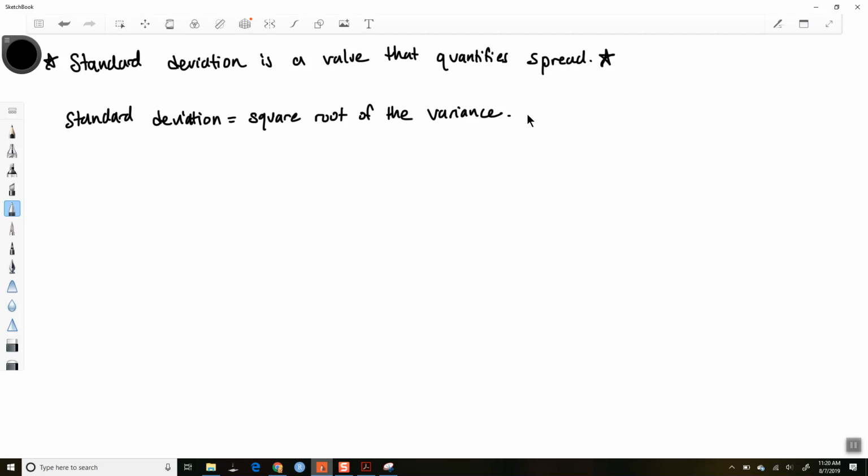Okay, and so the way the variance addresses this is we take the deviations and we square them, because when we square a number, whether it's positive or negative, it's always going to end up positive. Okay, so we get the variance. So the standard deviation is the square root of the variance, and the variance is what we can think of as the average squared deviation.